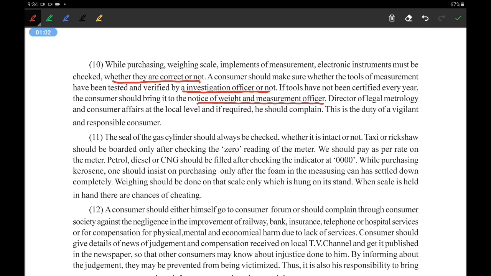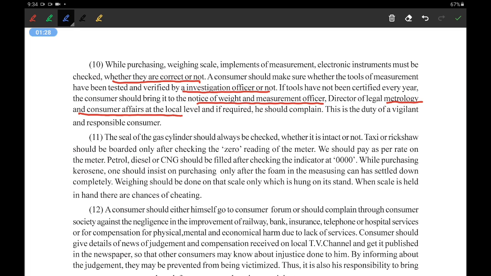weights and measures officer. The weights used by the vendor should be tested and certified by the investigation or metrology officer every year. But if it is not done, it should first of all be brought to the notice of the trader, and if needed to the metrology officer and consumer affairs at the local level. Next comes the 11th point.